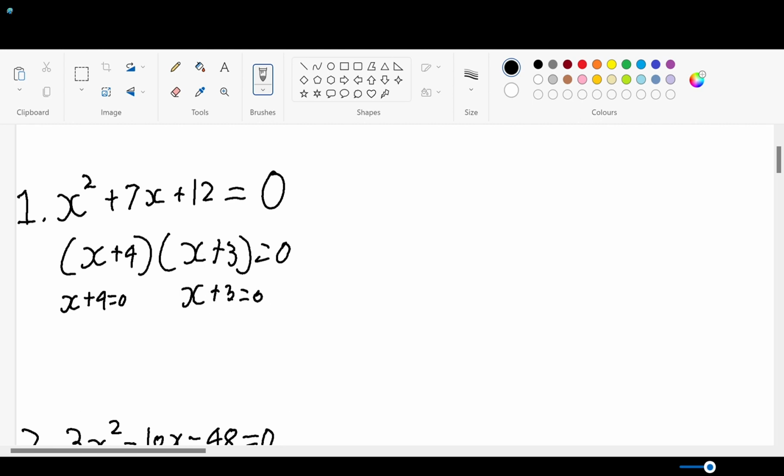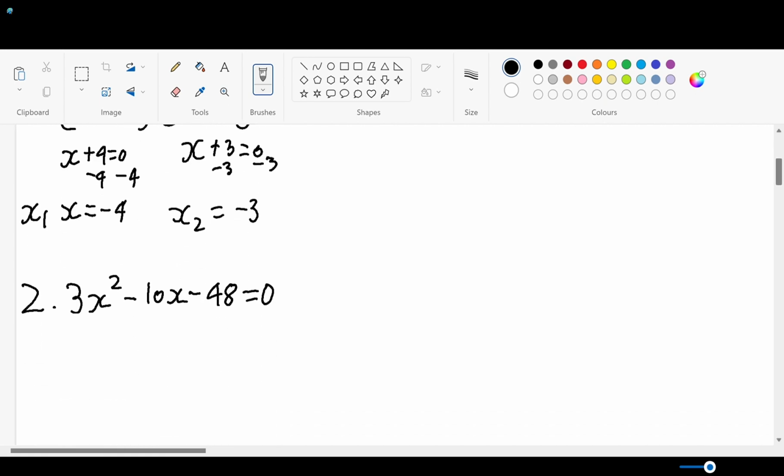Then you would subtract 4 from both sides. Then x, we write this as x1, is x equal to minus 4. Similar thing over here, subtract 3 from both sides. Then x2 will be equal to minus 3, negative 3. That was fairly easy. Move on to something more difficult.